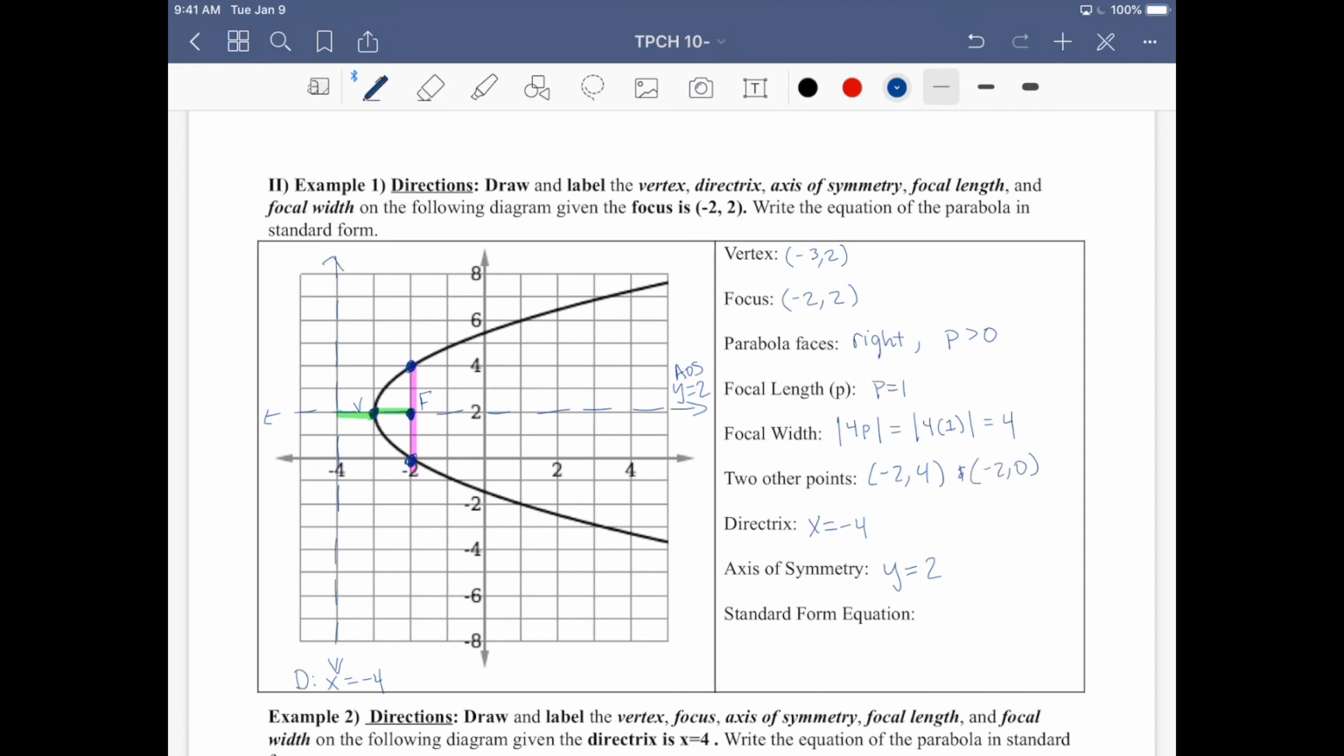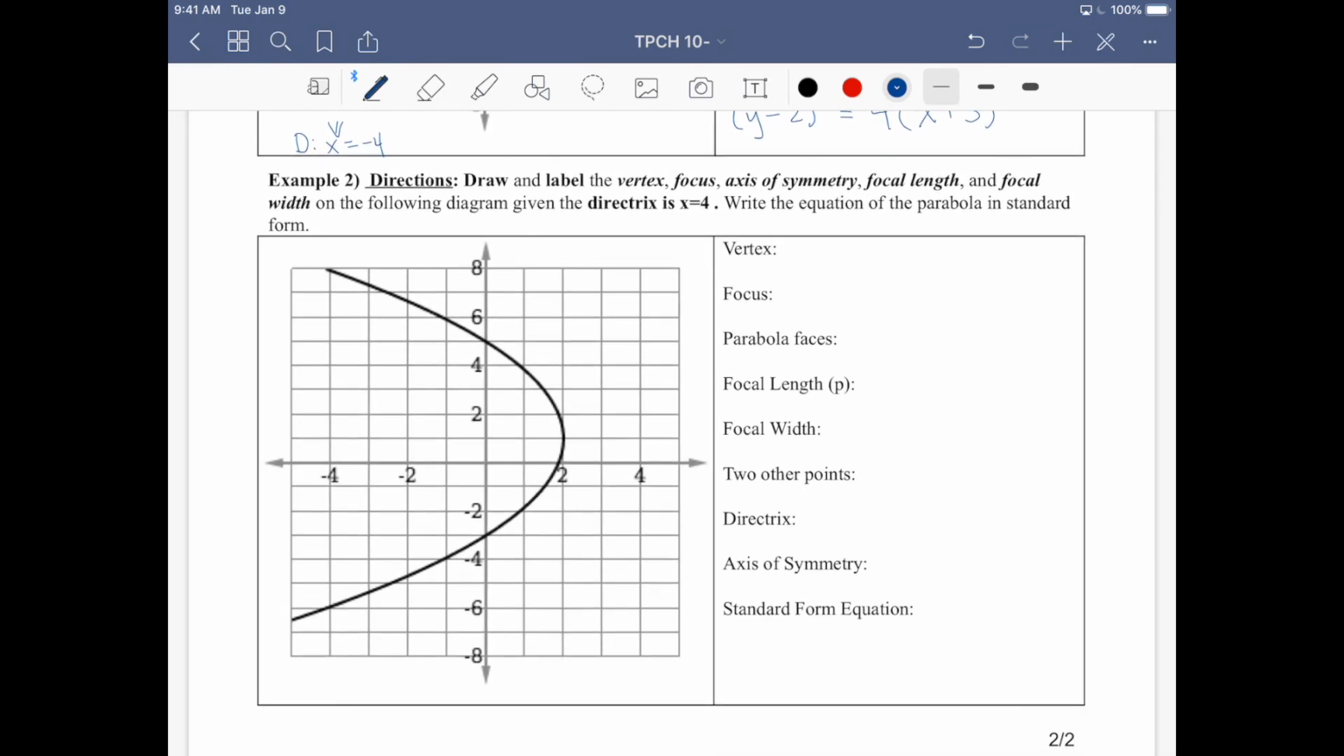So now we just need to put the standard form equation together. Since it opens to the right, we're going to use this form, y minus k, where k is 2, squared equals 4 times p. Now this is like the focal width without the absolute value. So 4 times p is 4 times 1, which is 4, and then x plus 3. And that's that for example 1. Why don't you try marking up, drawing and labeling all of these characteristics of this parabola.